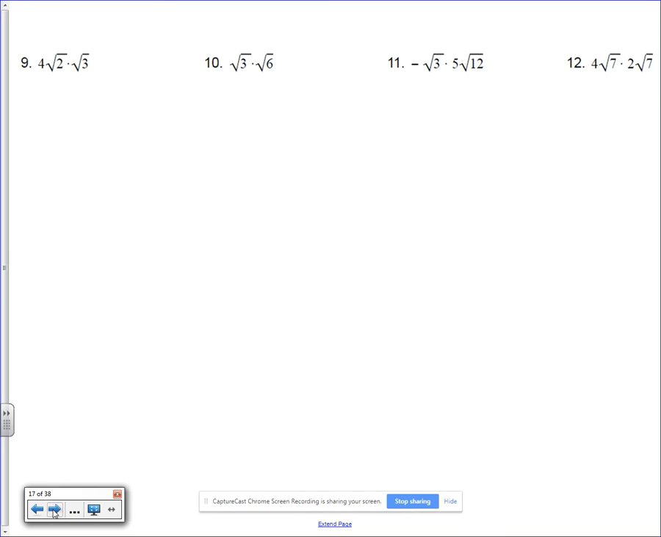All right, number 9. Got any coefficients? We have a 4, and there would be a 1 in front of that 3, right? So I'm just going to keep that 4 as my coefficient. How about under the radical? 6? Is 6 perfect? It is not perfect. Let's break it down. 3 times 2? Nothing gets out, does it? It's going to stay the way it is.